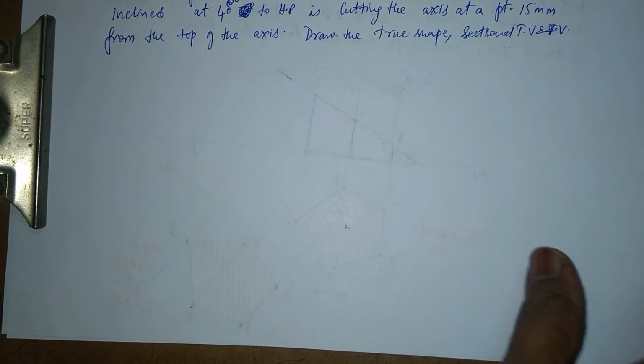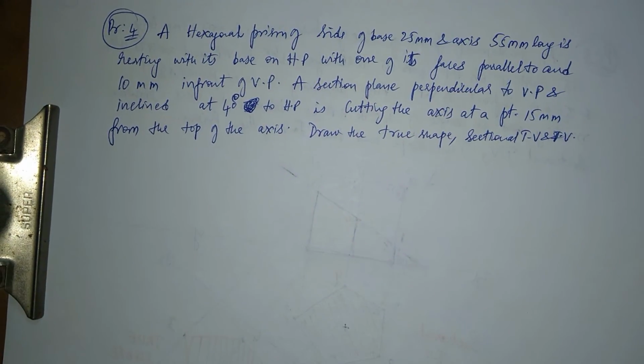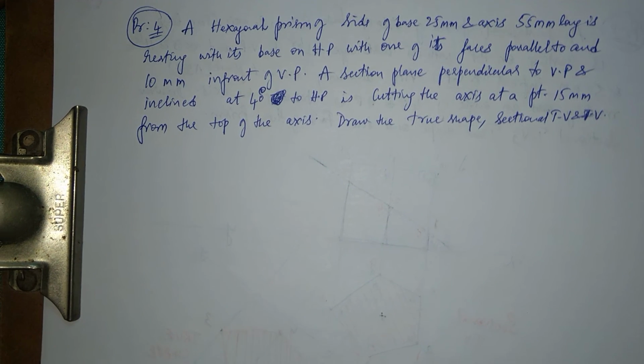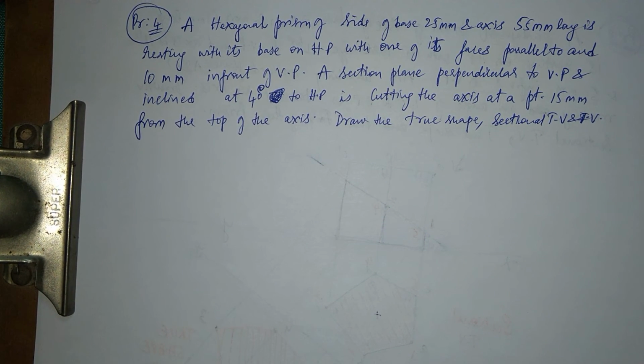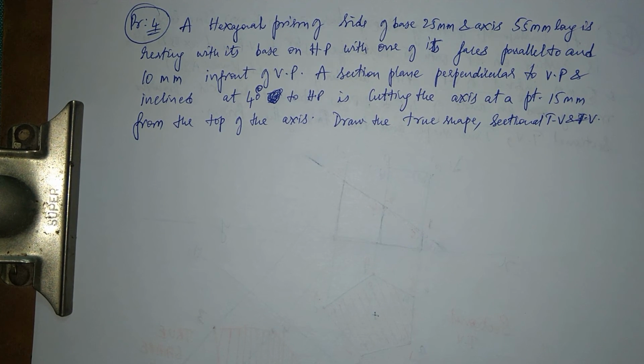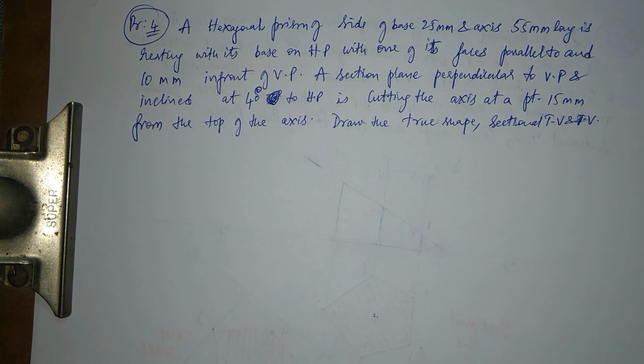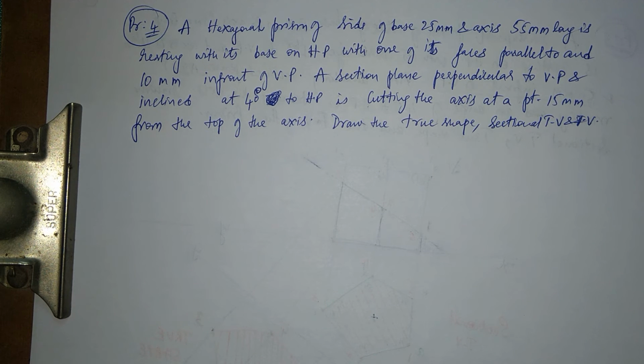The next question is a hexagonal prism of side of base 25 mm and axis 55 mm long, resting with its base on HP, with one of its faces parallel to and 10 mm in front of VP. A section plane perpendicular to VP and inclined at 40 degree to HP is cutting the axis at a point 15 mm from the top of the axis. Draw the true shape of the sectional top view.